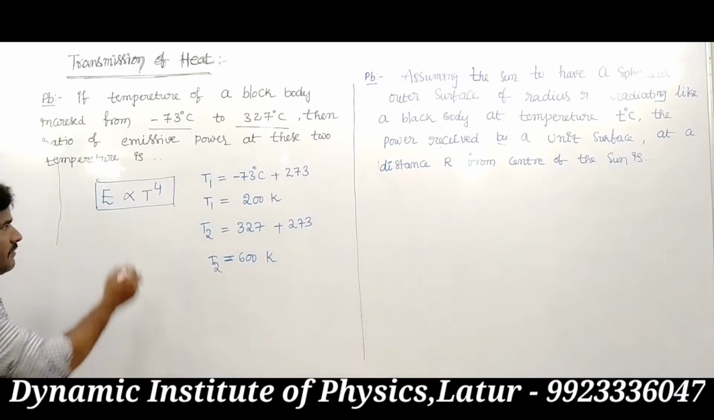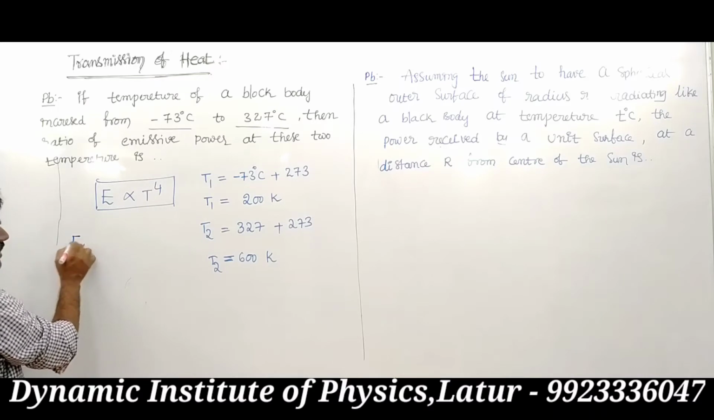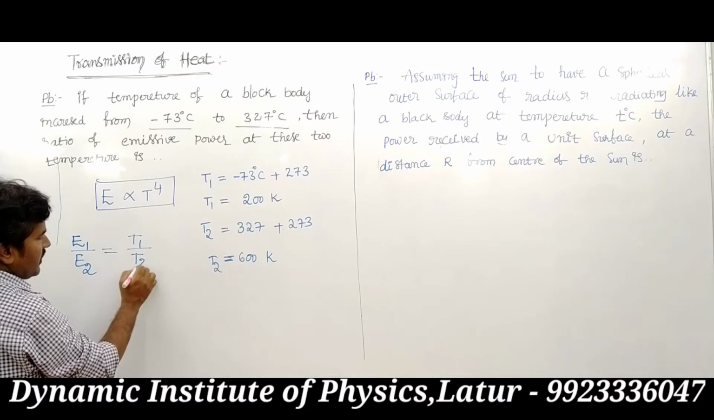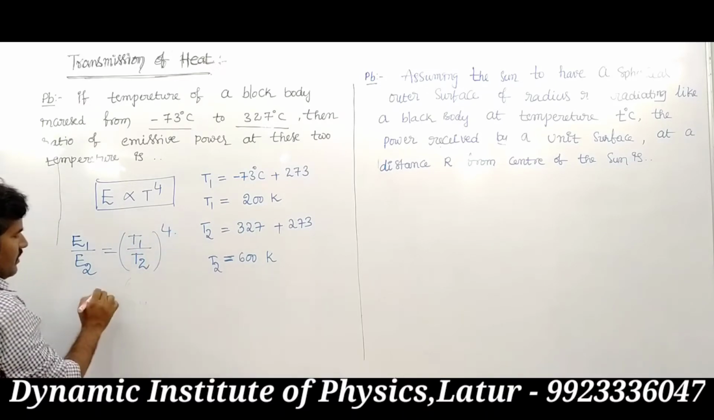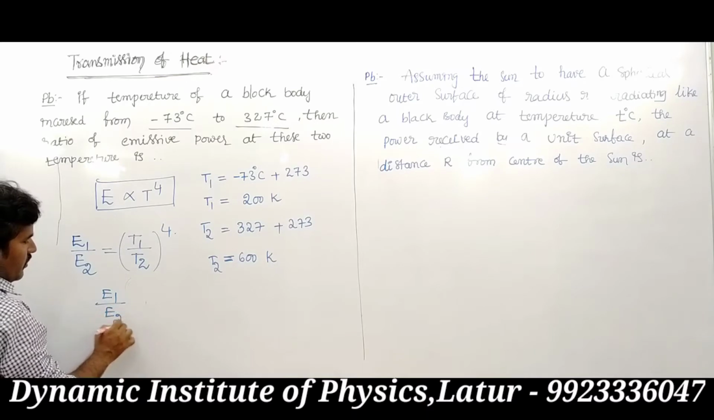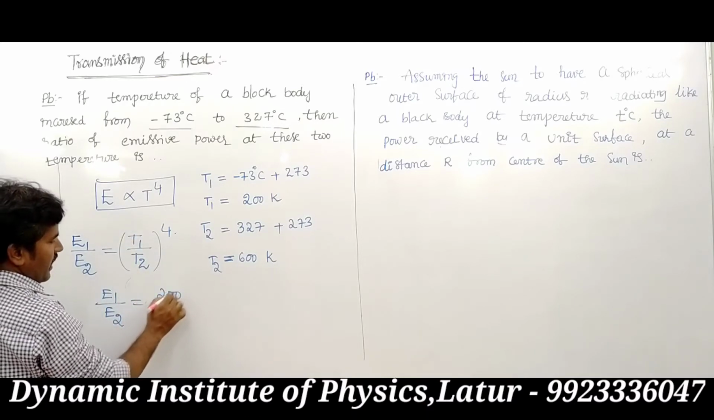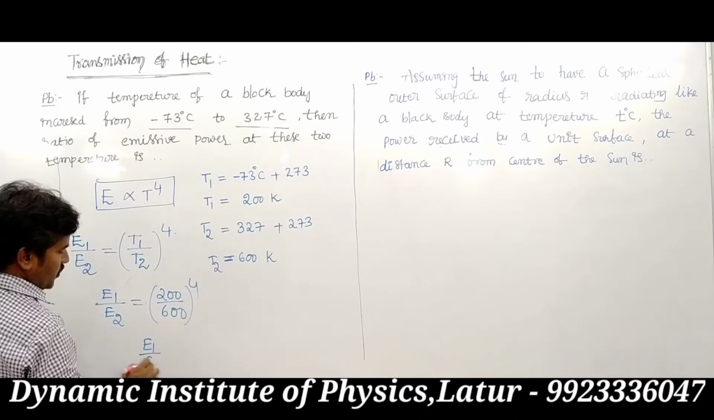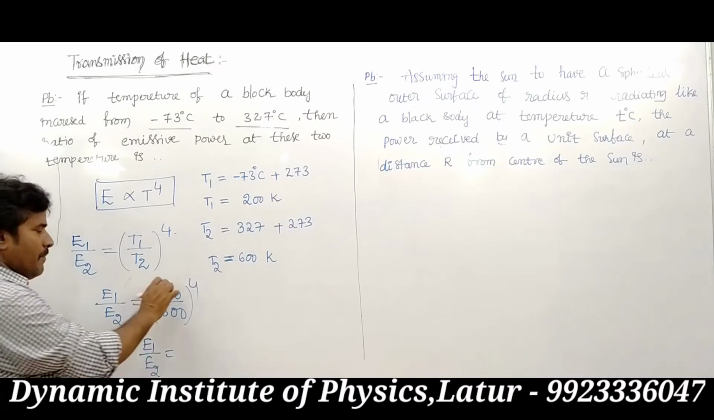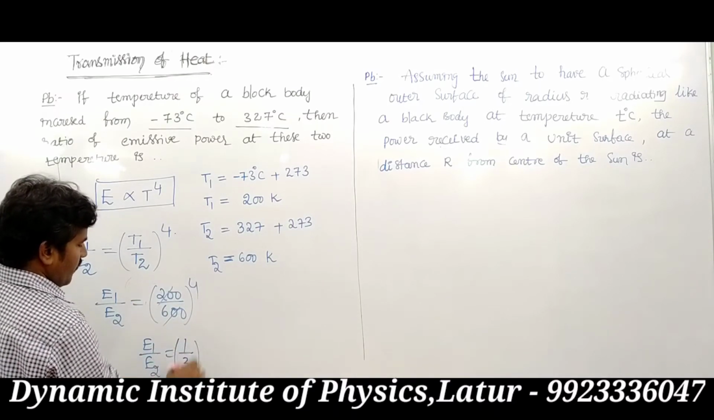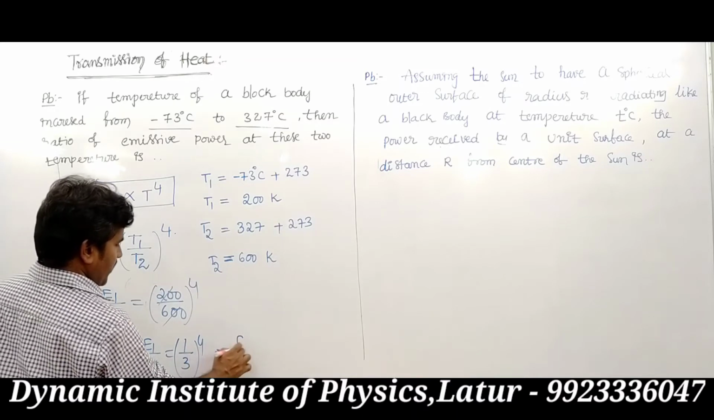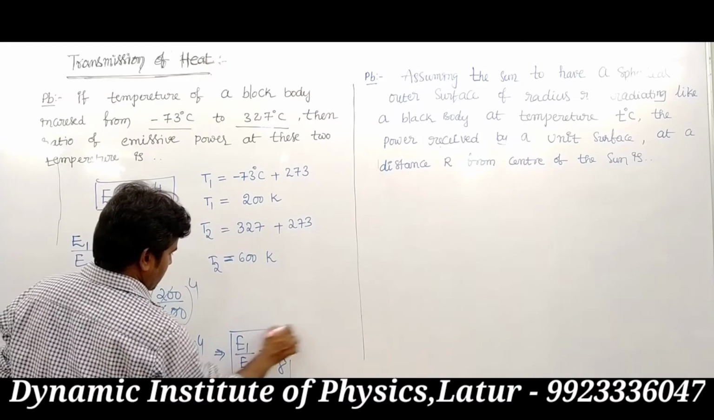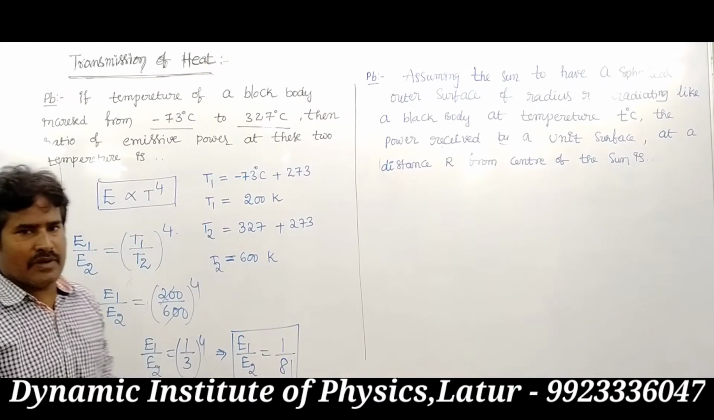Again, given here is the relation between emitted power and absolute temperature: E1 by E2 equals (T1 by T2) to the power 4. So E1 by E2 becomes (200 by 600) to the power 4, which is (1 by 3) to the power 4. Its value, E1 upon E2, is 1 upon 81. This is E1 by E2.